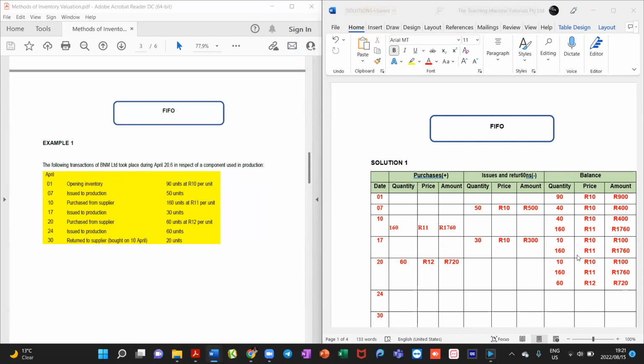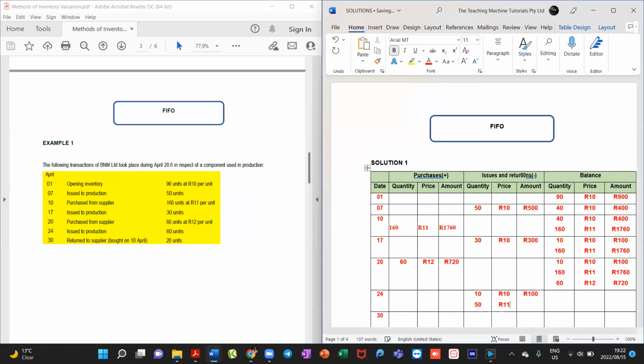This is what we're going to do. We're going to take on the first batch. The first batch consists of 10 units. All right, let me take from 10 units at 10 rand, and then it's 100 rand. Okay, it's not enough because they requested for 60. So I need 50 more. Where am I going to get the 50? On the second batch. The second batch consists of 160. All right, so 50, so that the factory department will be happy.